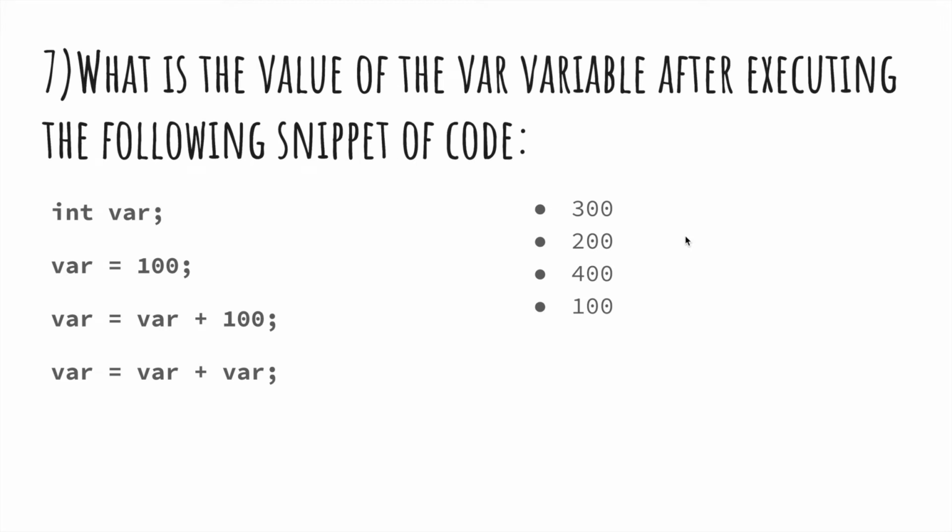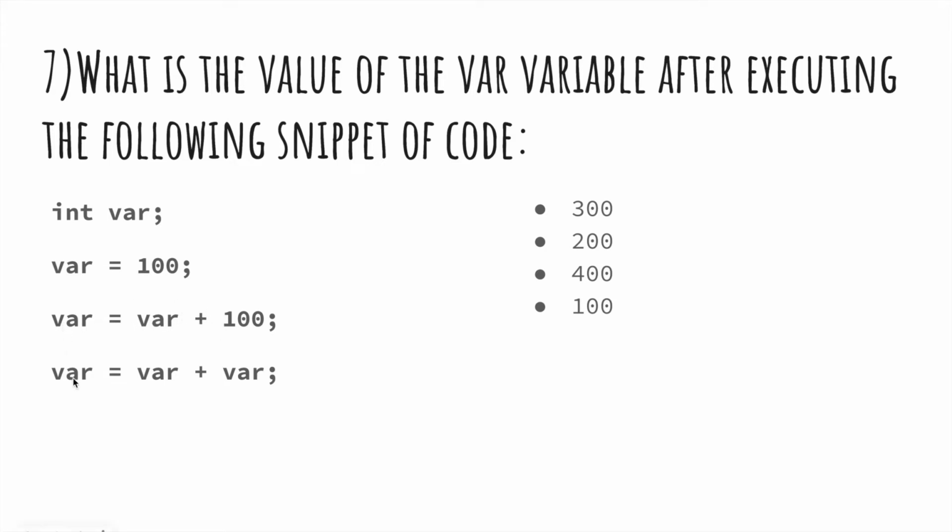What is the value of the var variable after the following snippet of code? Well, var is initialized to 100. Then var equals var plus 100. So it equals 100 plus 100, which is 200.